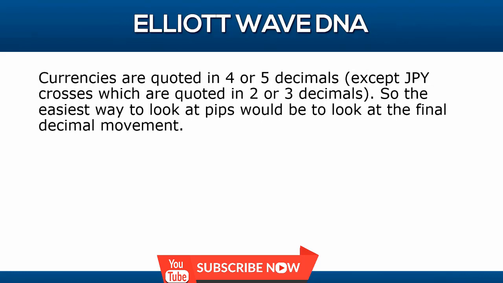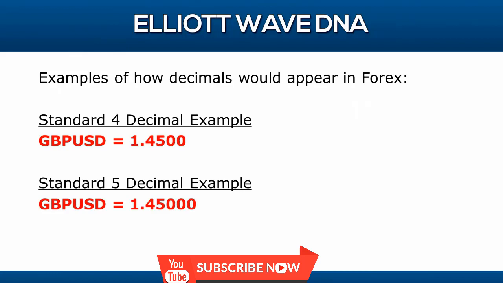currency pair. Currencies are quoted in 4 or 5 decimals, except yen crosses, which are quoted in 2 or 3 decimals. So the easiest way to look at the PIP would be to look at the final decimal movement. Example of how decimals would appear in Forex.